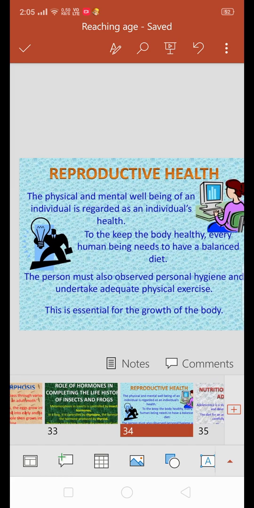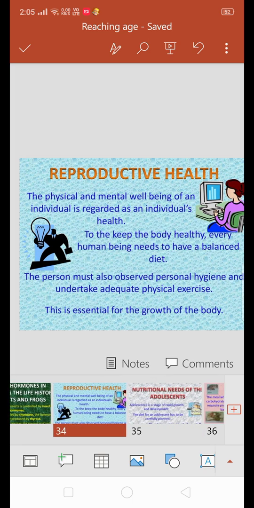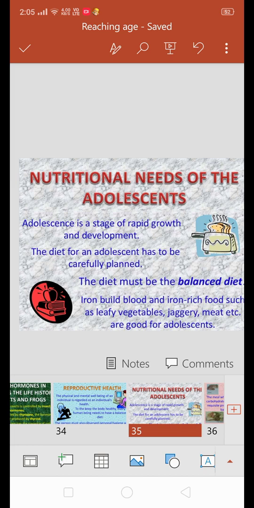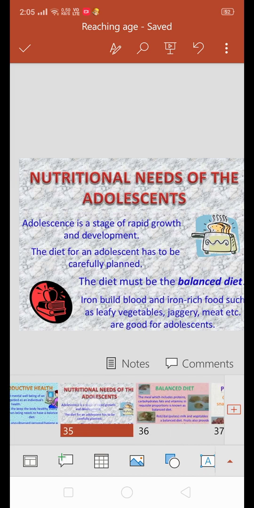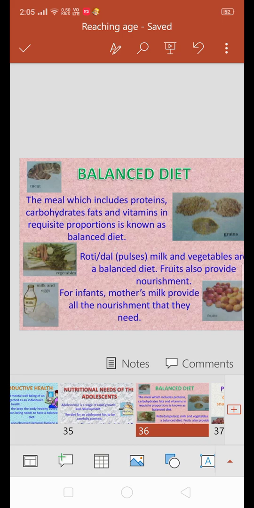Now reproductive health. For reproduction, for the maturity and puberty phase, we need reproductive health. The physical and mental health of the individual is important during this stage. For this reproductive health, nutrition is needed by the adolescents. The nutrition should be rich in iron. Iron is rich in leafy vegetables, jaggery, meat, etc. So adolescents need iron as well as a balanced diet, which includes protein, carbohydrates and vitamins in the right proportion.